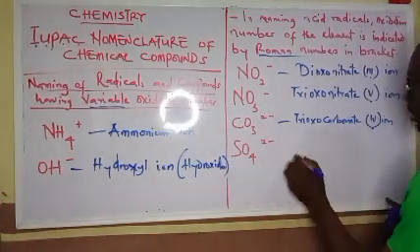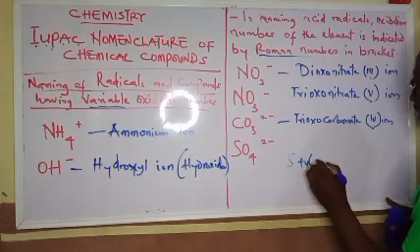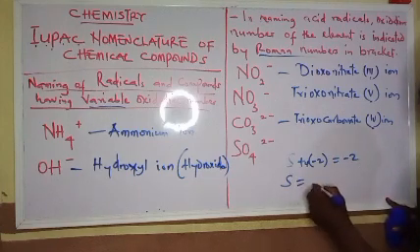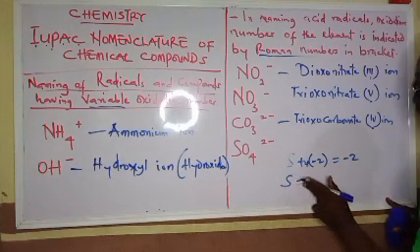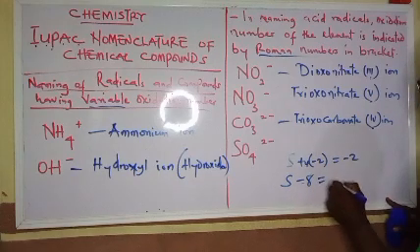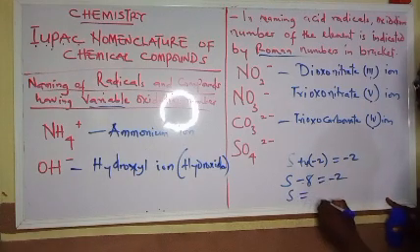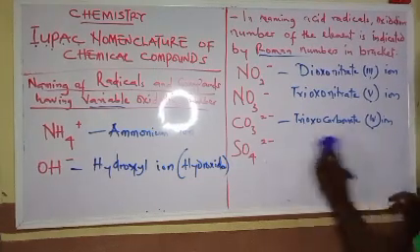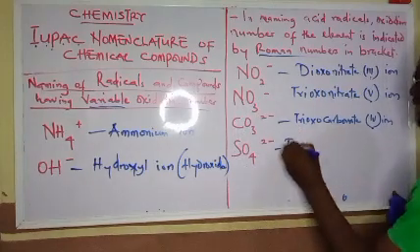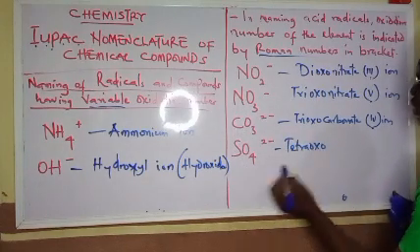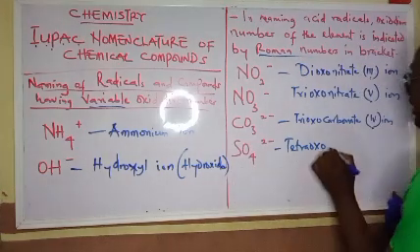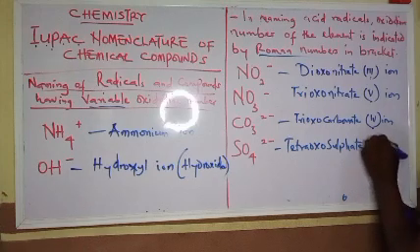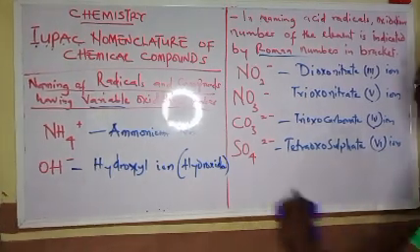Now let's look at this other one. We have sulfur here. Sulfur plus 4 times -2 is equal to -2. So we have sulfur minus 8 equal to -2. Sulfur is equal to -2 plus 8, which is equal to 6. So now, 4 means tetra. This becomes tetraoxosulfate(VI) ion.